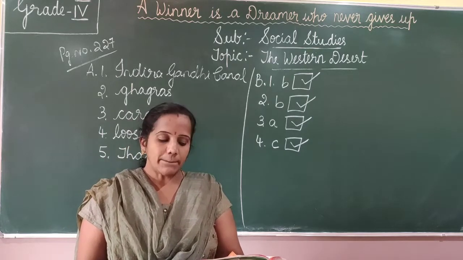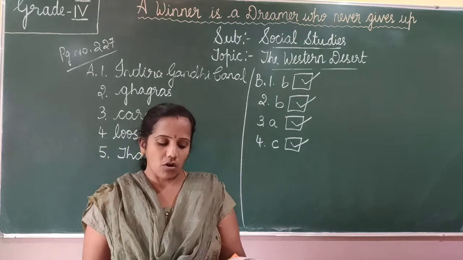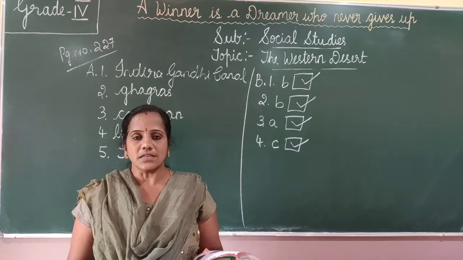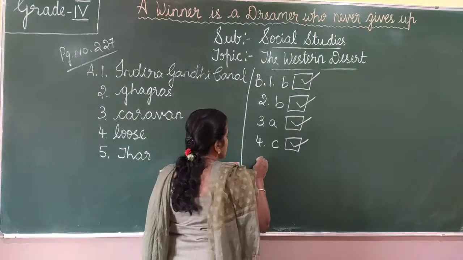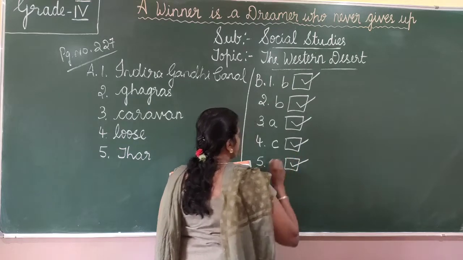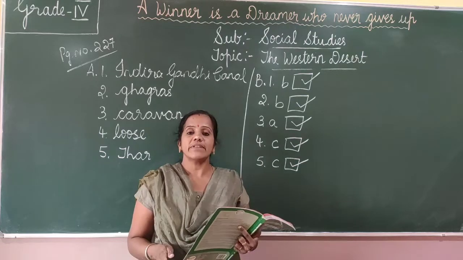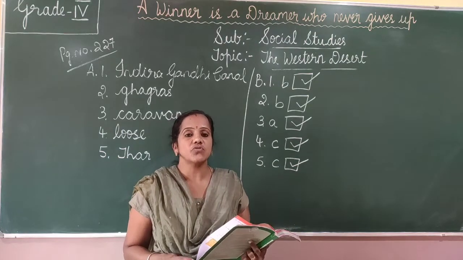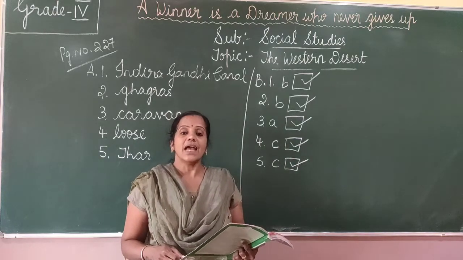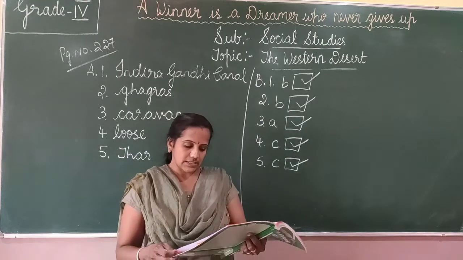Fifth one, people who travel from one place to another in search of food are called Lipchas, Maldaris, Banjaras. We call it as Banjaras. The fifth is option C. Banjaras are nomadic people who travel from one place to another in search of food for themselves and their cattle, and also to sell their handicraft products.